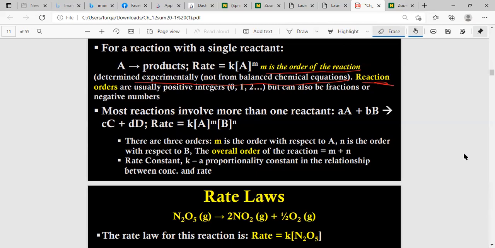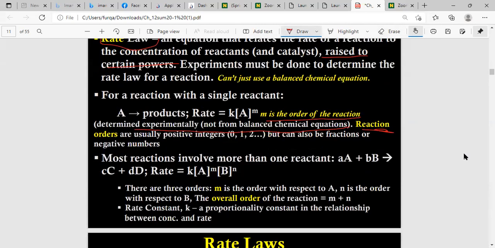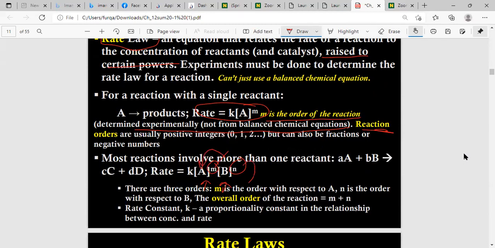So how do I write the rate law for two reactants? It's simple. You just keep adding your reactants and give each a different superscript to show the order of the reaction in terms of A and the order in terms of reactant B. The overall order of the reaction is the order of reactant A plus the order of reactant B. The rate constant is the proportionality constant in the relationship between concentration and rate.